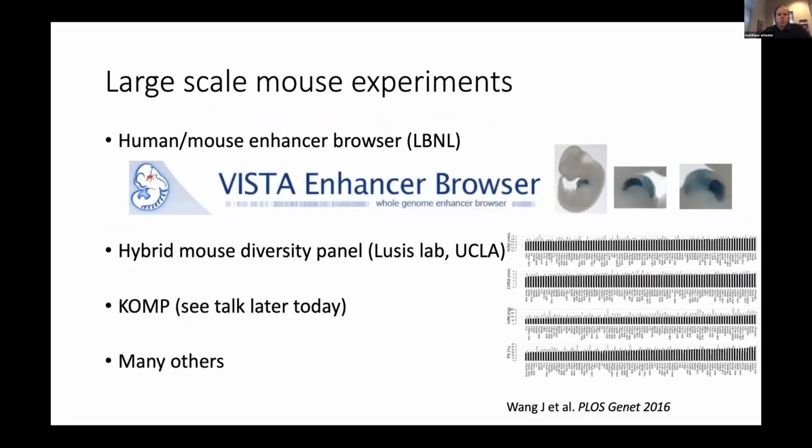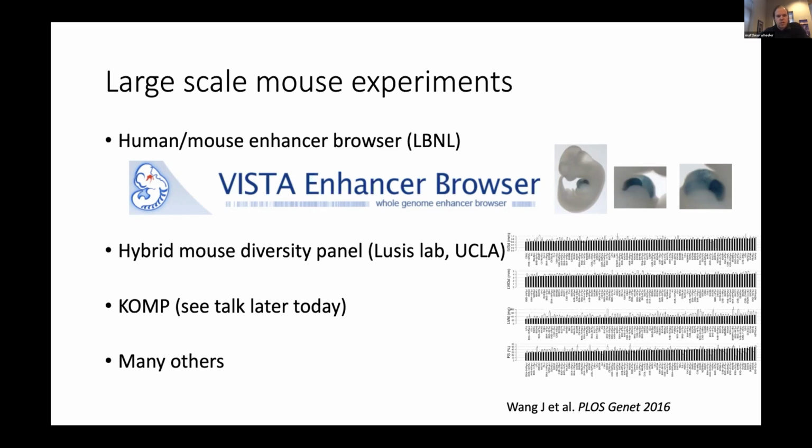There are a few cool, at least in my opinion, large-scale mouse experiments worth knowing about. So one is a human mouse enhancer browser. It's a project by several investigators at Lawrence Berkeley National Laboratory, and has mapped over 3,000 mouse enhancers, and there are whole mounts you can look at from your web browser.